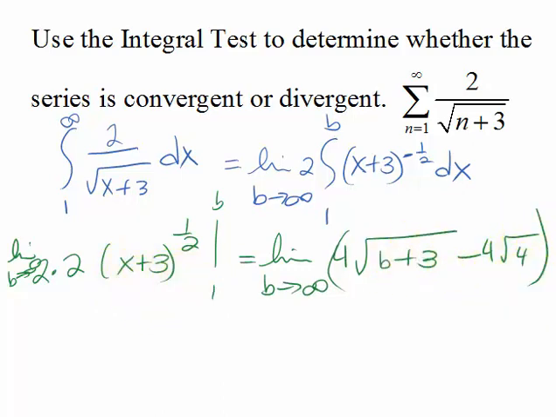So now as we look to evaluate this, we see that this is just a number, this is just -8, but looking here as b goes to infinity, the square root of something going to infinity is also going to go to infinity. So this does not converge, this integral diverges, and then by the integral test, if the corresponding integral diverges, so does the series.